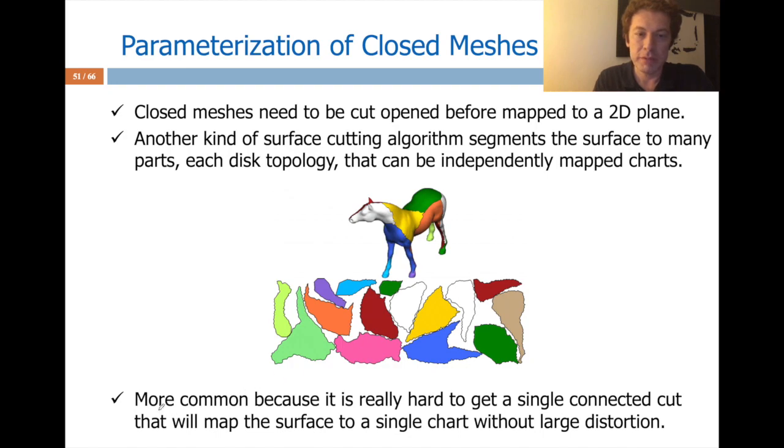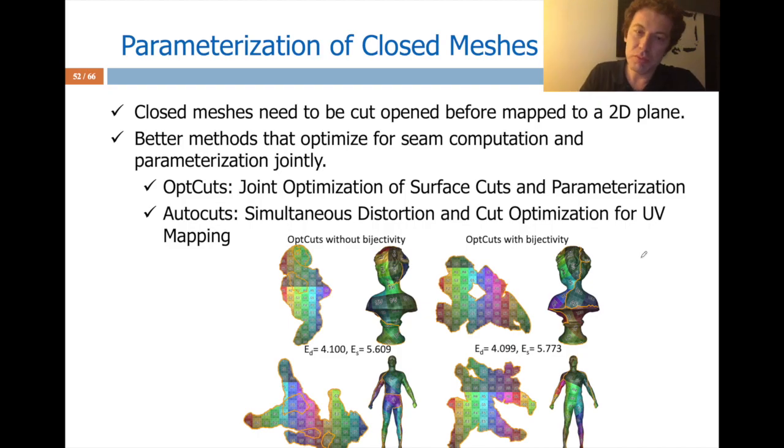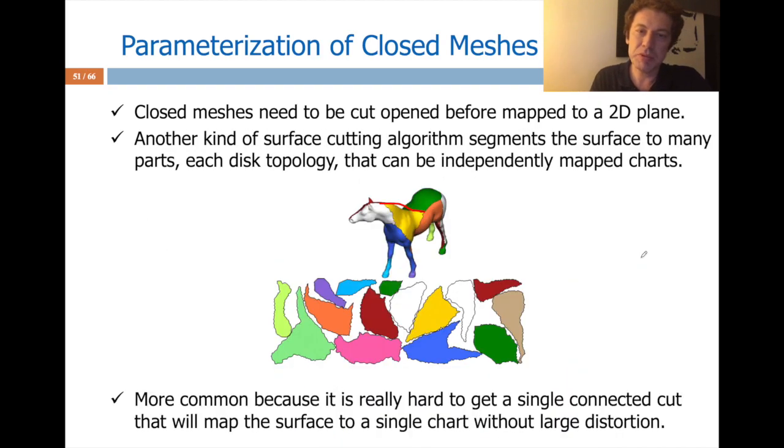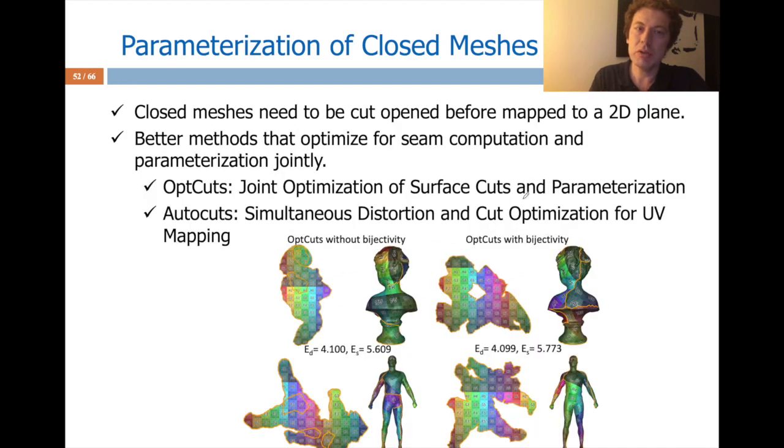So what is happening here? And by the way, a single cut may not be sufficient in most of the cases. We may be using many cuts, like we discussed. And recently there is this trend. So far the cut is like a pre-processing. You first find the cuts and then you do the parameterization disjointly. Recently, they try to do it jointly, finding the cut or seam and the parameterization at the same time. So these are all new algorithms that lead to nicer results.